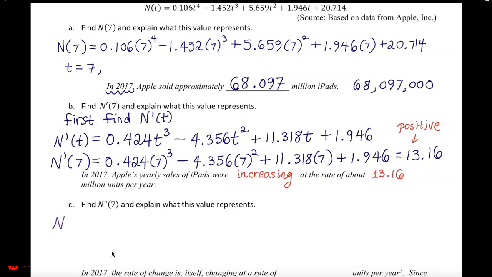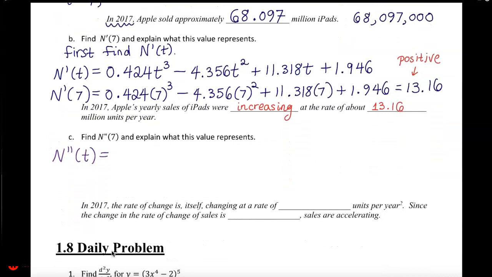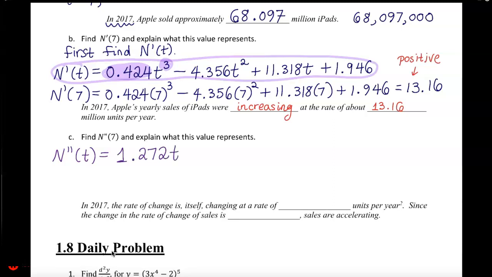Let's go ahead and find the second derivative of n first, and we will plug in 7 in there. So I'm going to look at this line above, and circle it temporarily so you know where I'm working from. I'll take the derivative of this. I find 3 times that leading coefficient, 0.424 times 3, 1.272, and that's t to the second power, isn't it?